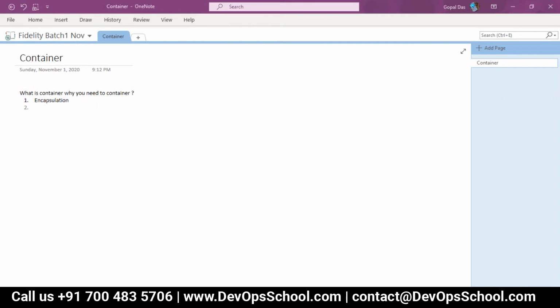Container is nothing but a runtime instance, a lightweight virtual machine. A mini VM. Yes.